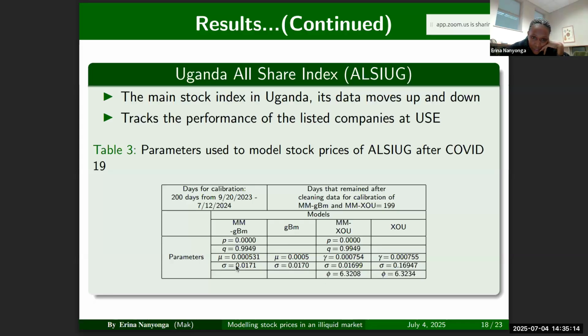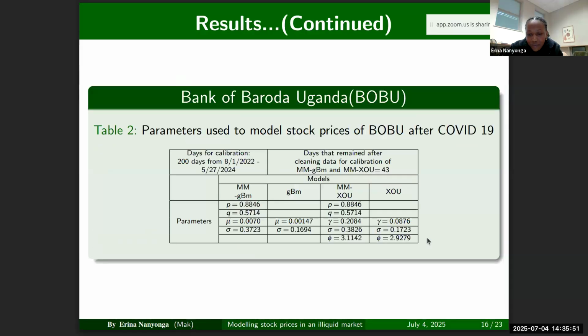And then the volatility of the models that were combined with the models was close to the volatility of the SDEs alone. Then for the GBM, even for the mean reverting model, the parameters were similar, with the volatilities being close to each other, unlike in the previous cases where we had the volatility of the SDEs being lower than the volatilities of the combined models.